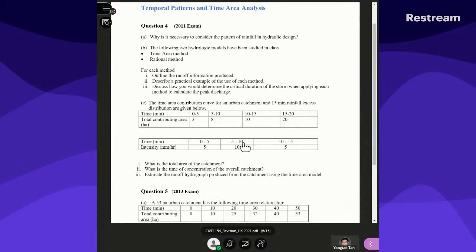First, you need to know these are the total contributing area. That means the total area of the catchment is 20 hectares. From 0 to 5 minutes, the contributing area is 3. 5 to 10 is 5. 10 to 15 is 2. 15 to 20 is 10 hectares. So I can show you the solutions.